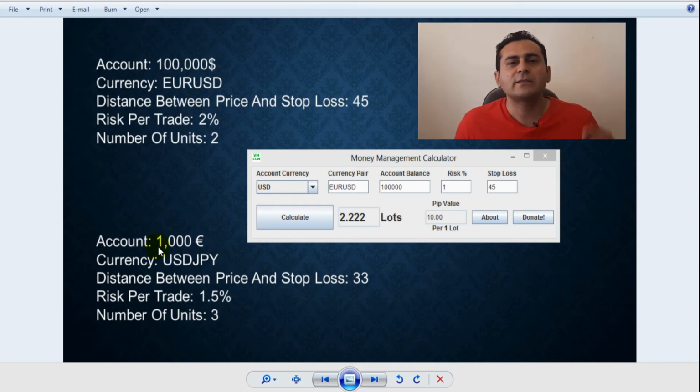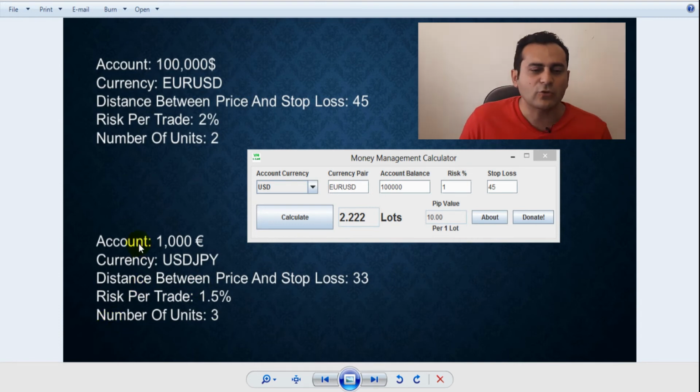The next example. The account is 1,000 euro. Okay. He wants to trade USD JPY. The distance between price and stop loss is 33 points in this example. His risk is 1.5% per trade. And he wants to trade 3 units.